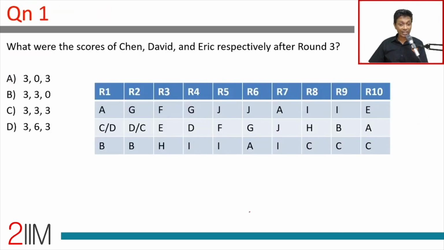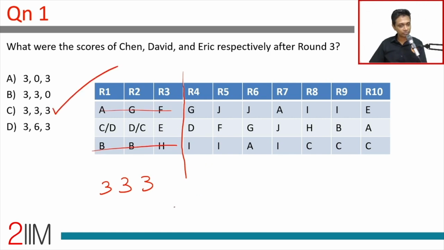What were the scores of Chen, David and Eric respectively after round 3? After round 3, Chen has 1 2nd place finish, 3 points. David has 1 2nd place finish, 3 points. Eric has 1 2nd place finish, 3 points. Nothing else. Nobody's in the 1st place, nobody's in the 3rd place. 3 3 3 is our answer. Done.